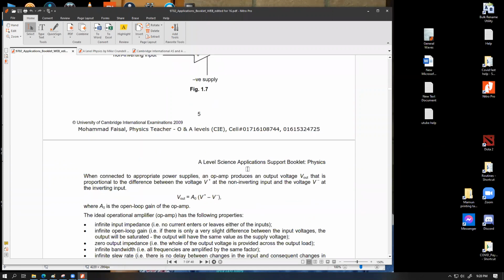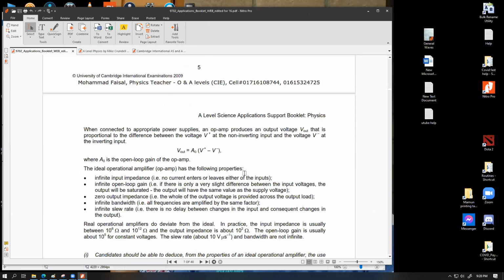So then it says energy supply gain of the op-amp. The ideal operational amplifier has the following properties. We have infinite input impedance, which means no current enters or leaves on either of the inputs. We have infinite open loop gain, zero output impedance, infinite bandwidth, infinite slew rate.